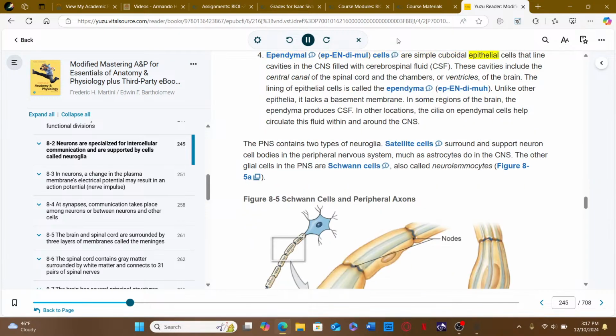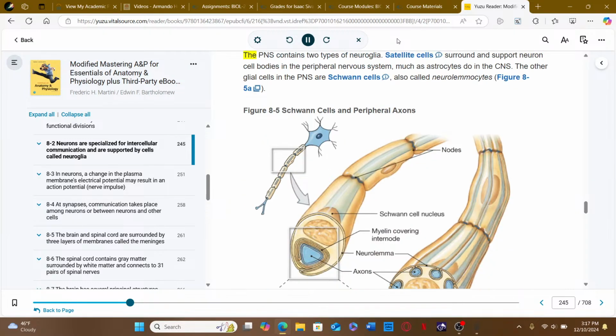Ependymal cells are simple cuboidal epithelial cells that line cavities in the CNS filled with cerebrospinal fluid, CSF. These cavities include the central canal of the spinal cord and the chambers, or ventricles, of the brain. The lining of epithelial cells is called the ependyma. Unlike other epithelia, it lacks a basement membrane. In some regions of the brain, the ependyma produces CSF. In other locations, the cilia on ependymal cells help circulate this fluid within and around the CNS.